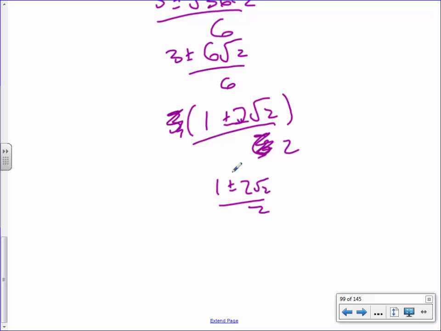Common mistake. Kids would look at this and say, hey, look, there's a 2 and a 2. I can cancel those. You can't, because this 2 is part of a binomial on the top. Does that make sense? Cool.